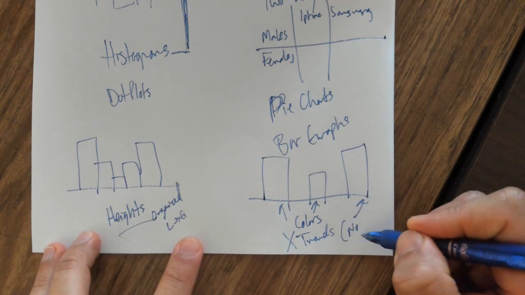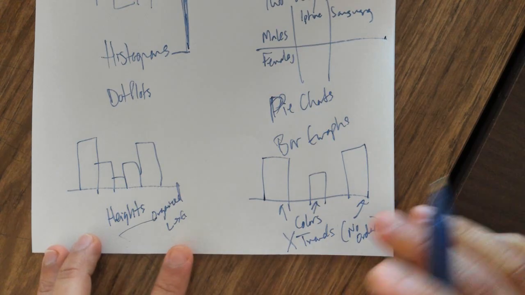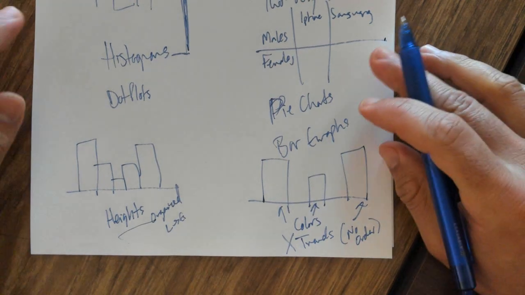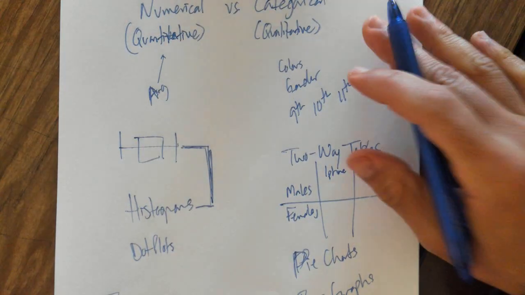So, no order. Okay, so this is sort of like the beginning, right? Can you tell the difference between numerical and categorical?